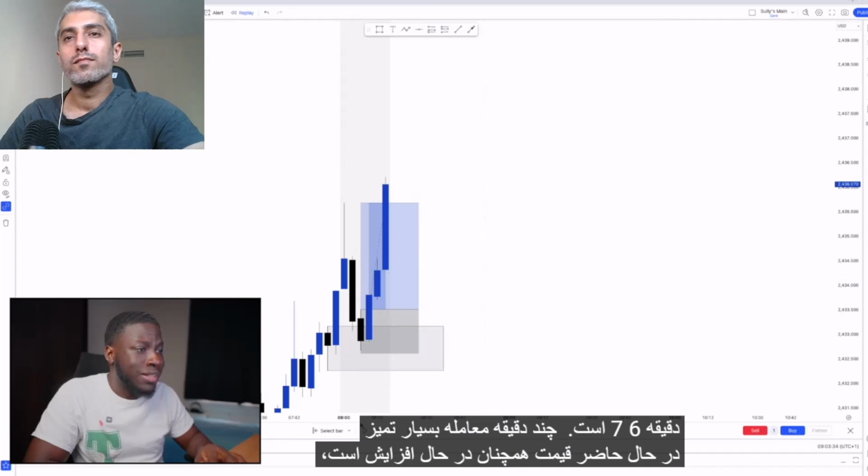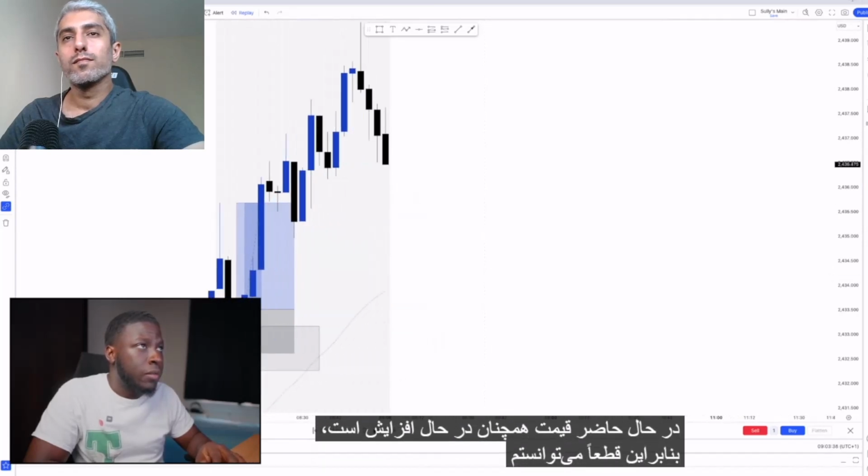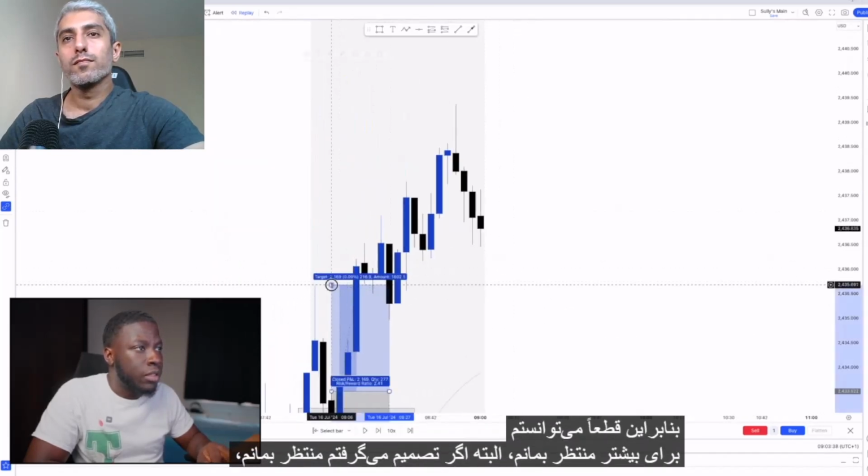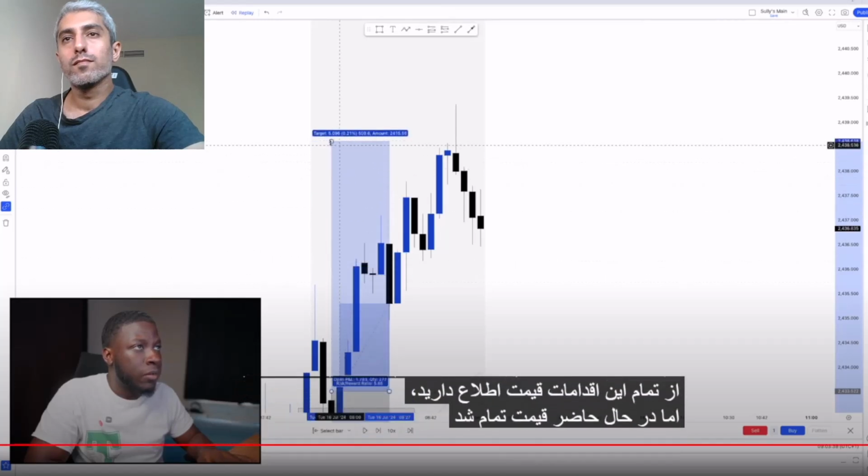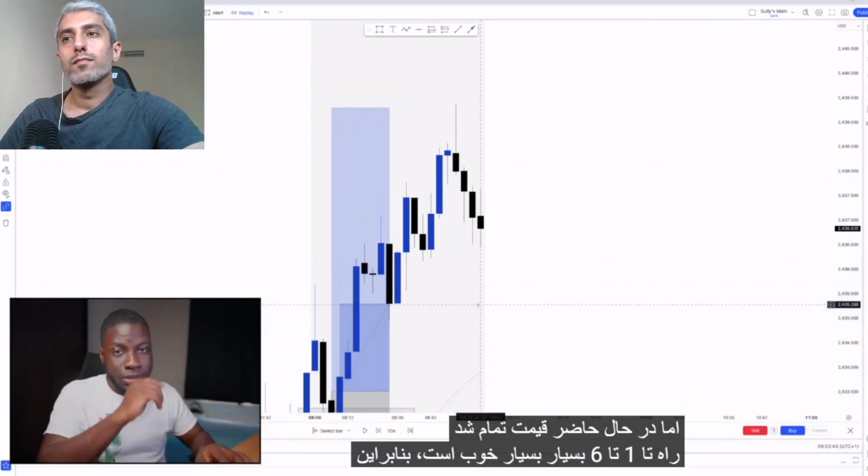Right now price is still pushing up, so I could have definitely waited for more, of course, if I decided to wait through all of this price action. But right now, price went all the way up to 1 to 6.